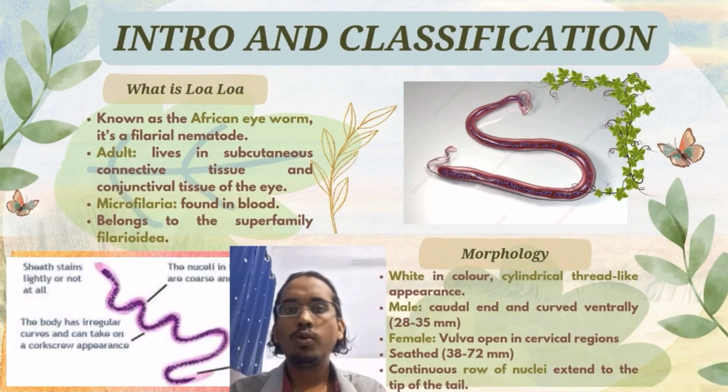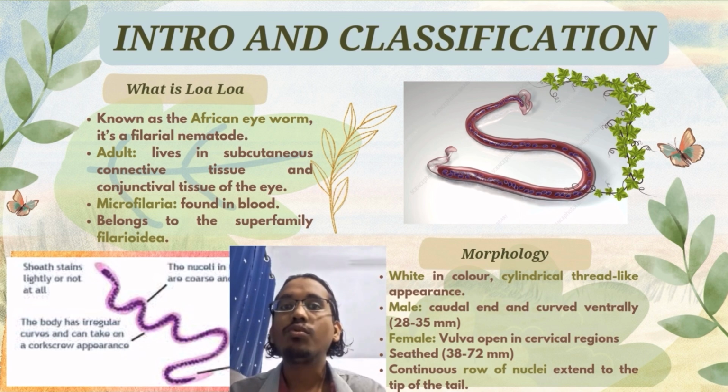Good day everyone. Today I'll be introducing Loa loa, a filarial nematode responsible for loiasis, commonly known as African eyeworm. Classified as a nematode, it belongs to the phylum Nematoda and family Filariidae. Its primary vector is the Chrysops species of deer flies, which transmit the infection through bites.